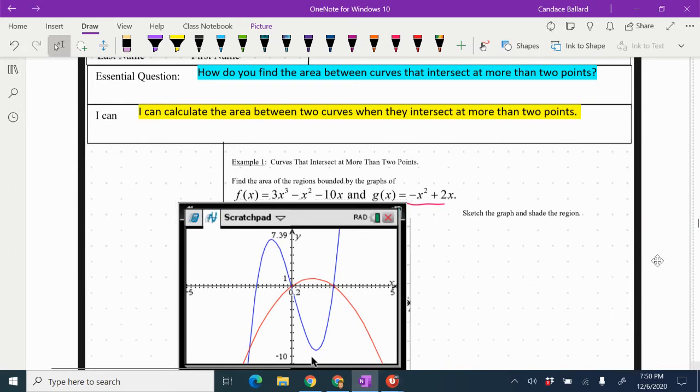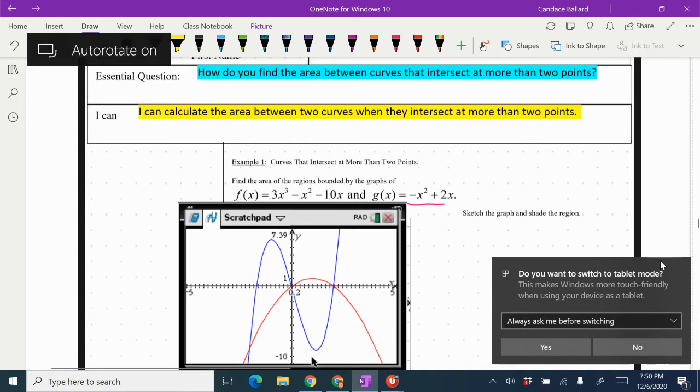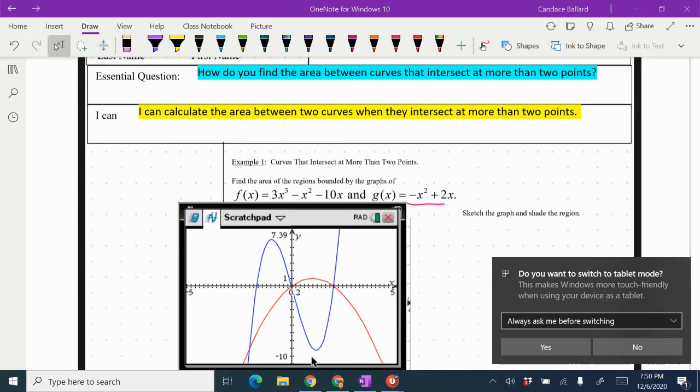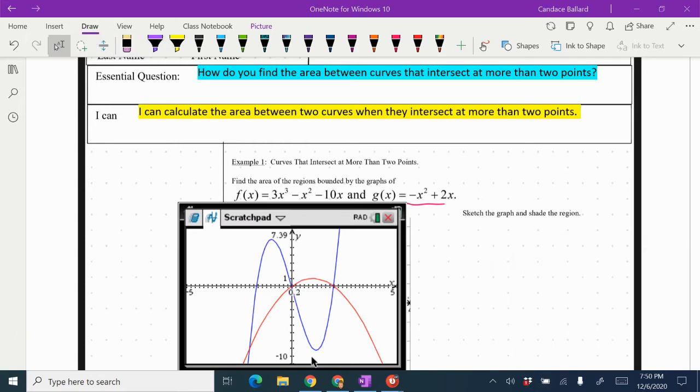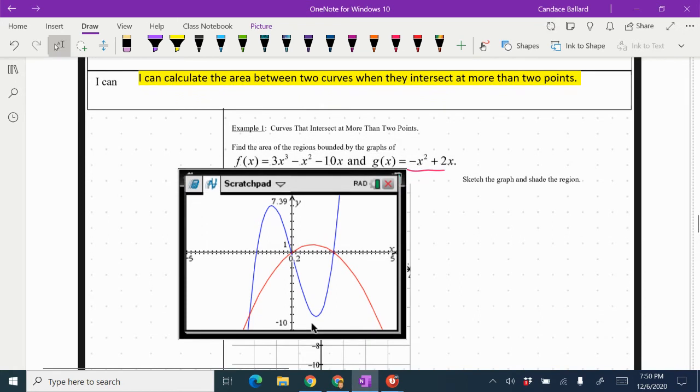And now hopefully you see the problem that we have is that sometimes the blue graph is on the top and sometimes the red graph is on the top. So what we're calculating is this area here and this area here, and we need to add them together actually. So the first thing I need to do is calculate the points of intersection. We're going to go ahead and practice doing that by hand. I will show you how to do that in the calculator as well. But let's start by doing it by hand.